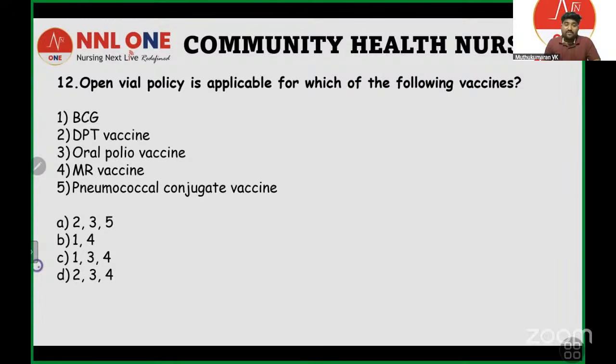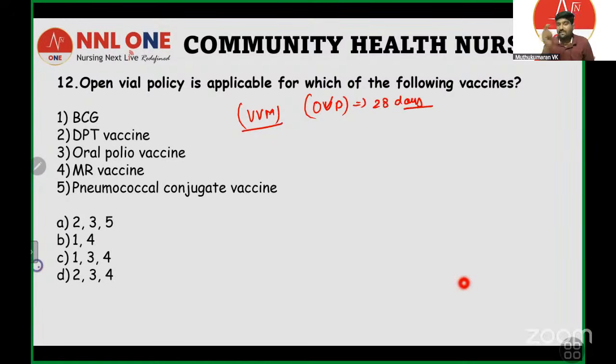Okay. Open vial policy can be applicable, can be reused. The important thing is we can reuse the vaccine. We have to store the vaccine at the particular or optimum temperature, and we are having one important thing, that is the vaccine vial monitor. With the help of color coding, we identify whether the vaccine viability is there or not. Open vial policy, we can use up to 28 days.